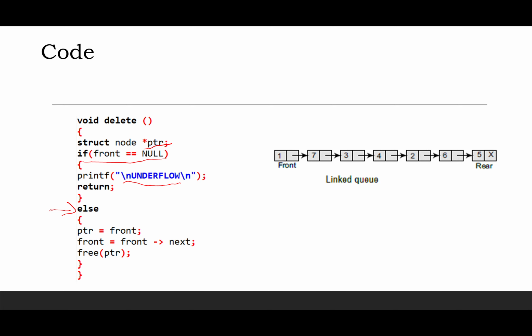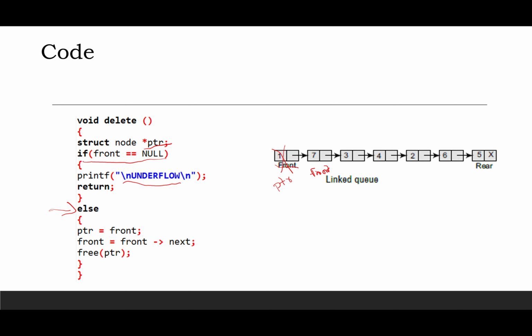And what we are doing, we are making this front as ptr. Then front is equal to front's next; the next address holds the next node. So we are making this the front now. This node is the front. Then by using the free function, we are removing this ptr node from the queue.